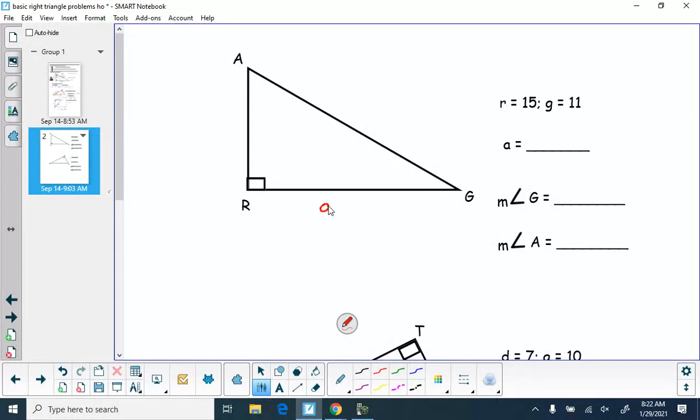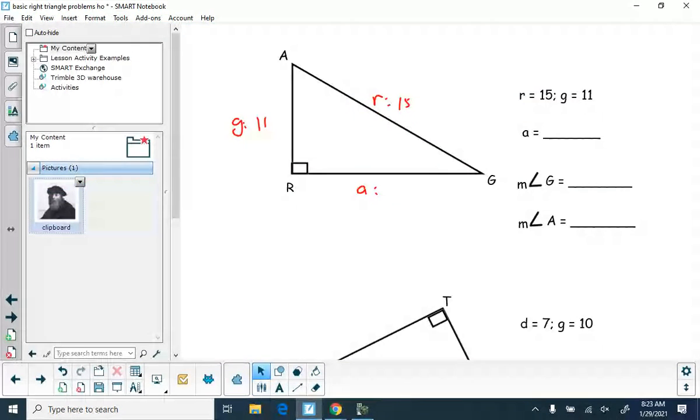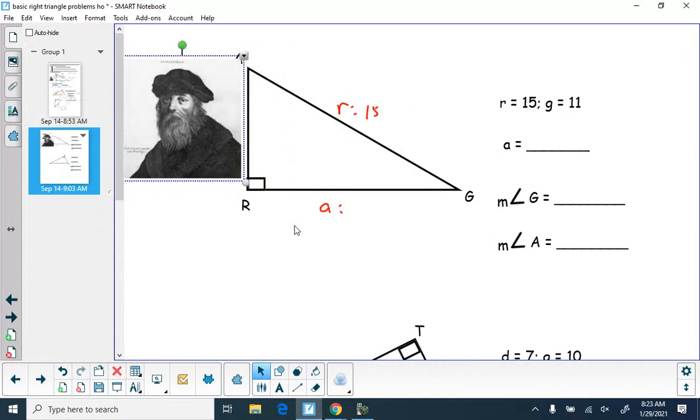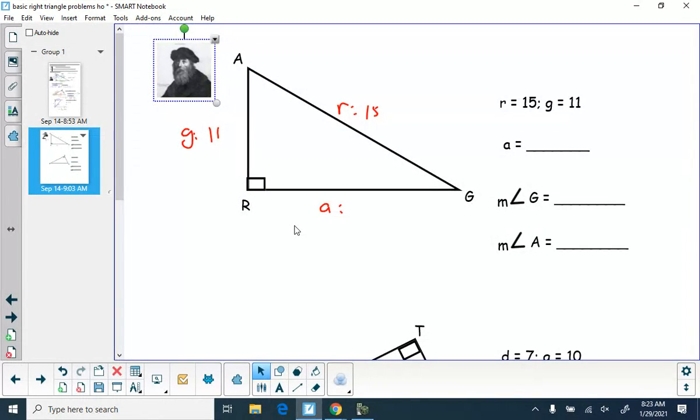We have big A, we have little a. We have big G, we have little g. We have big R, we have little r. R is 15. G is 11. I want to solve for little a. What do we have to do to solve for little a? I know two sides of a right triangle. What do we do to find the third side? Yes, your good old buddy Pythagoras. So you're going to apply the Pythagorean theorem to that again. Okay, I'll let you do that.